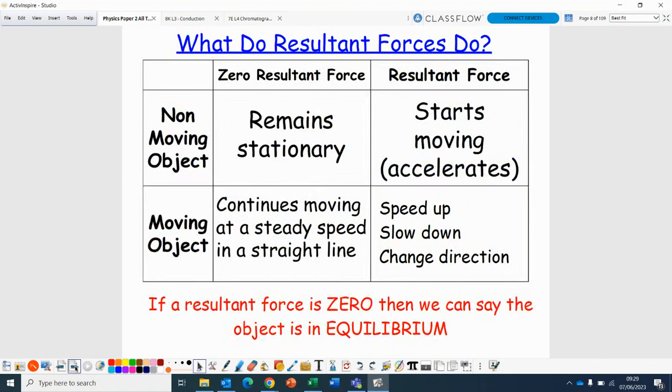Newton's first law states what resultant forces do. So if you have a non-moving object and you put no force on it, it will obviously stay stationary. If you have a non-moving object and you put a force on it, it will start to move. Moving objects with 0 resultant force continue in a straight line at steady speed. And if you are moving and you put a resultant force on, you can speed up, slow down, or change direction. Remember, if the resultant force is 0, we can say the object is at equilibrium.